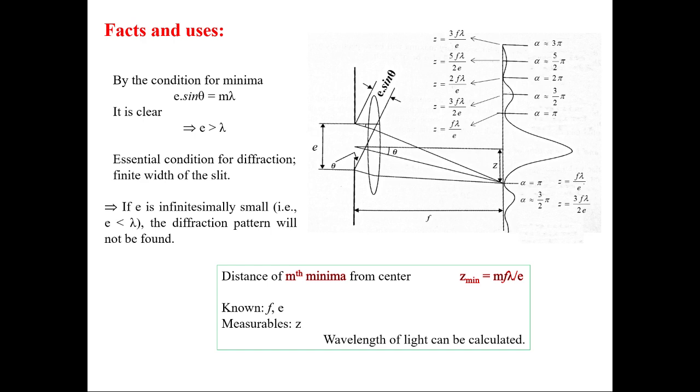Now the distance of mth minima from the center is z minima equal to m f lambda by e. So here known is the focal length of the lens and width of the slit. The measurable is z only. Z is the half width of the principal maxima. So in this equation we can have the lambda calculated by these values, and this is all about the single slit diffraction.